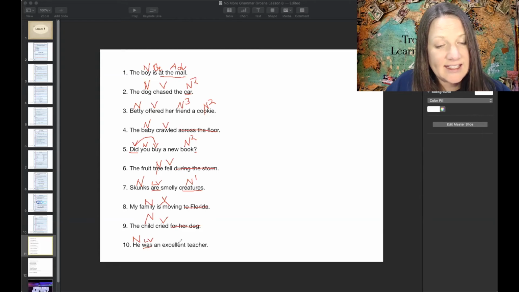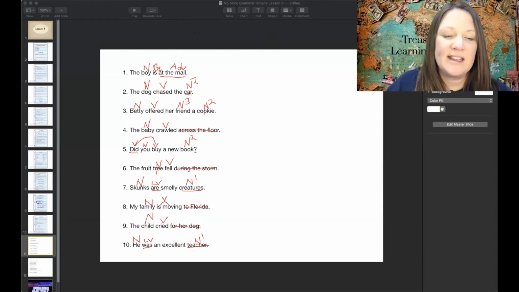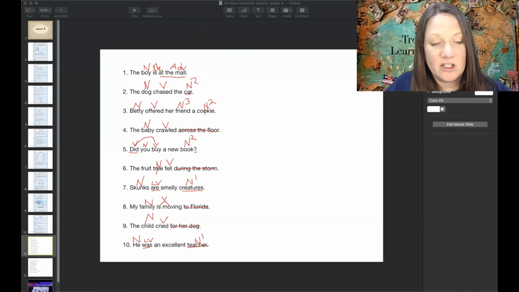But instead, excellent is describing teacher. So teacher is, you do not have to do that loop there. I only did that because I wanted you to see that excellent does describe teacher. He was an excellent teacher. You may want to pause this because I am going to clear the board in 3, 2, 1, clear.